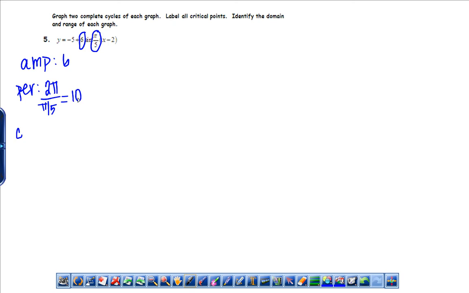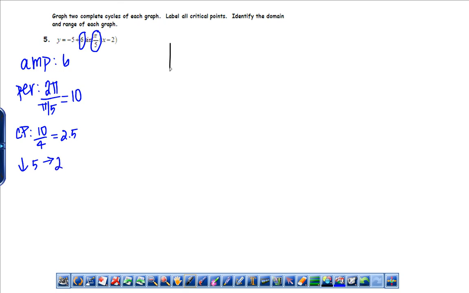You use this number in order to find your critical points. You take your 10. You always divide by 4. Let's see, that reduces to 2.5. This number right here, this 5, tells me that I'm going to shift down 5. This number right here says I'm going to have a horizontal shift, and I'm always going to do the opposite direction. So I'm going to say I'm going to go to the right 2.